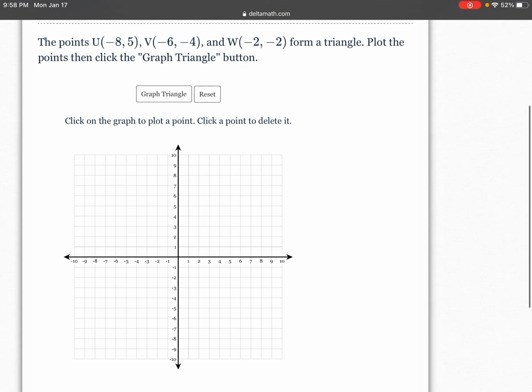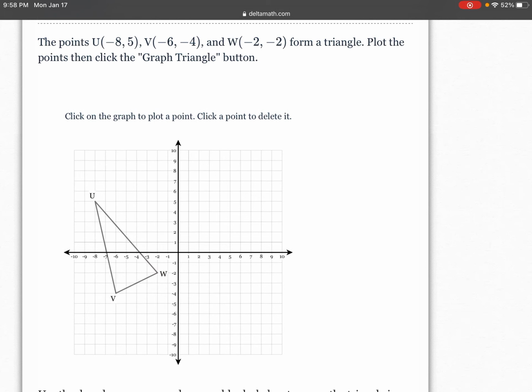Okay, so here the first step we're going to do is graph this triangle. -8, 5, -8 up 5. That's 1 point. Then -6, -4. That's another point. And then -2, -2, that's another point. So we're going to graph that triangle. I just hit graph triangle, and it graphed that for me, and it labeled it, which is really nice.